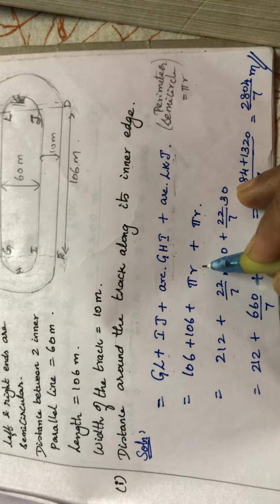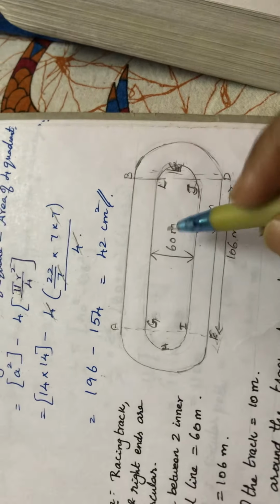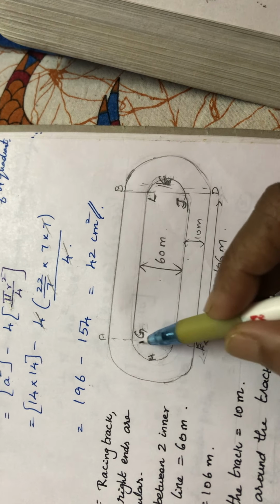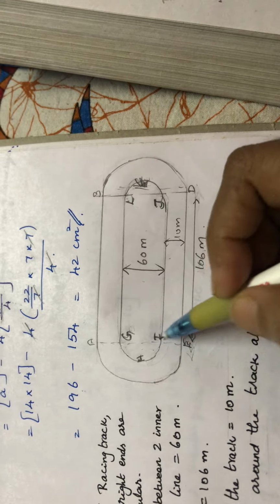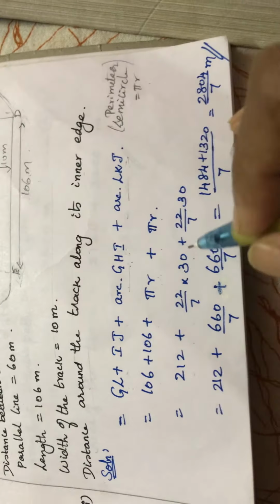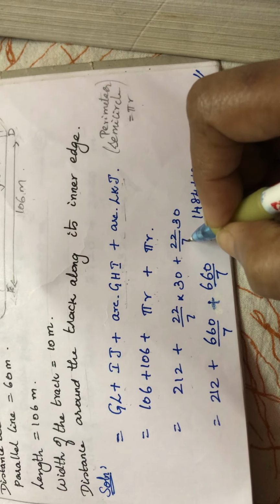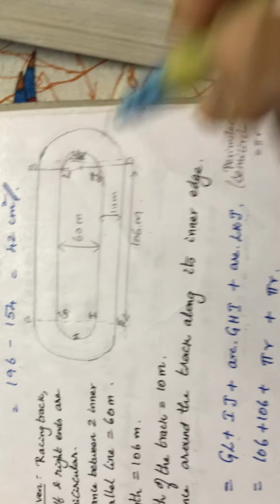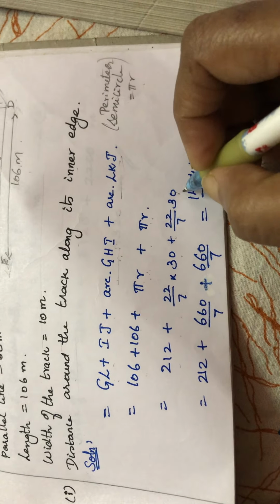The radius is 30. Why is it 30? See here, it is given as 60. So this distance is 60. If the diameter is 60, what will be the radius? The radius is 30. That is why I have written 30 here, plus 22/7, the same concept. The diameter of the semicircle is 60, then the radius is nothing but 30. So I have substituted 30 here.